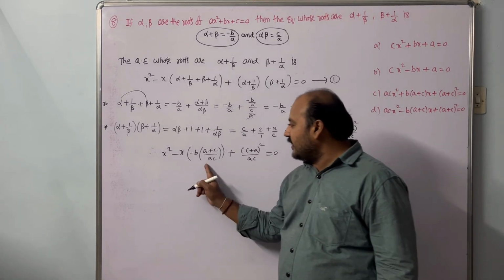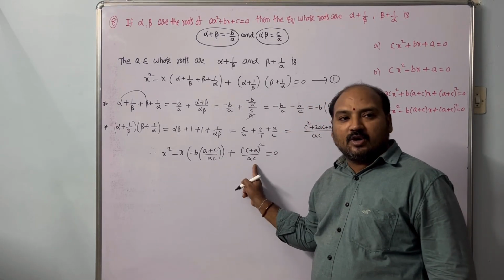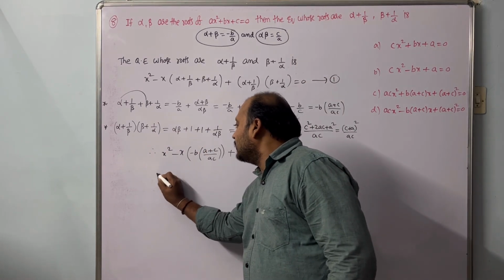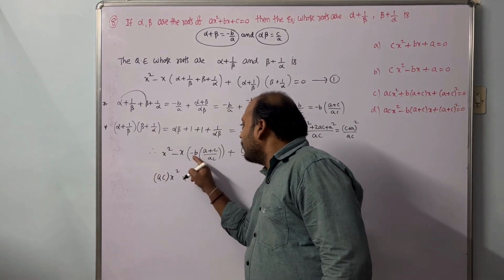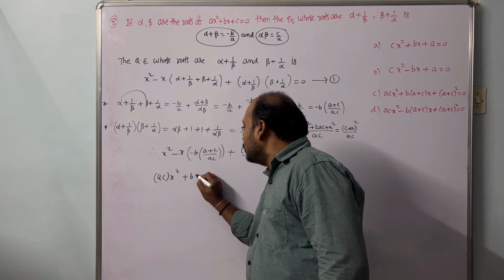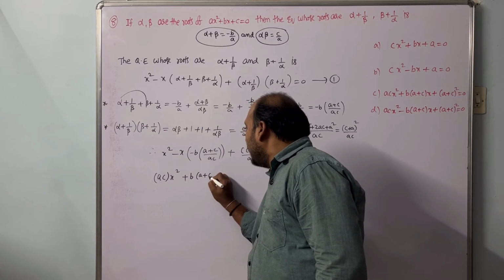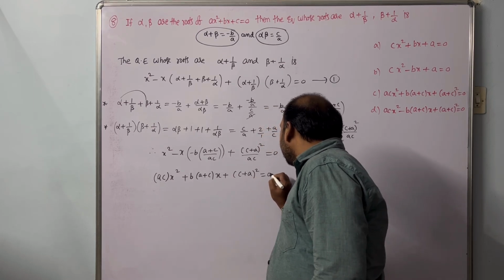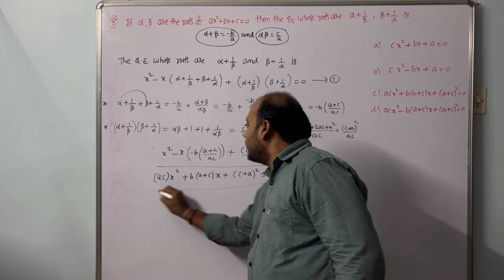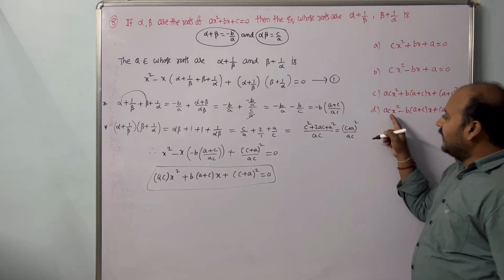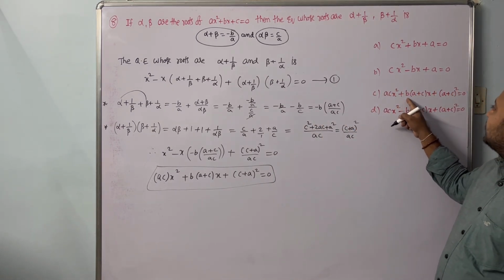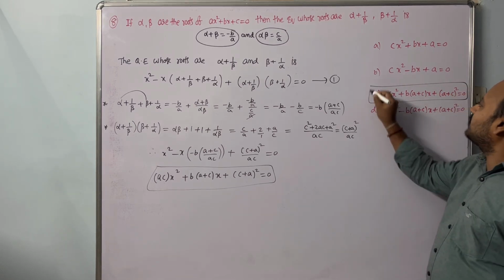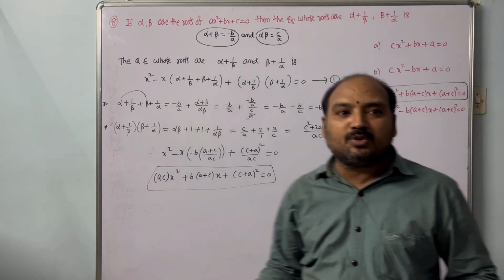Observe, dear students, the second and third term denominators are ac only, no? So throughout multiplying by ac, this equation will become ac into x square minus into minus is plus b into a plus c into x plus c plus a whole square equal to 0. This is the required quadratic equation. So ac x square plus b into a plus c into x plus c plus a whole square. So the third option we have just this. We'll move on to another question.